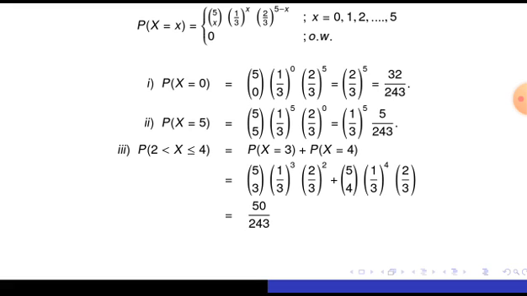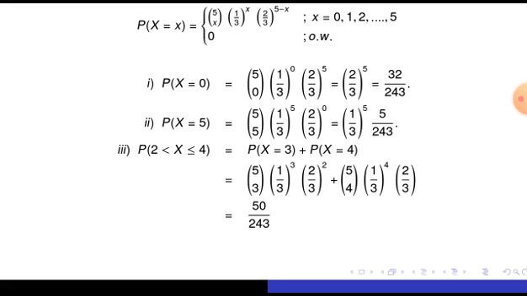So x is equal to 3 or 4, where or means union, and they are mutually exclusive. X can either be 3 or 4. That's why we have taken the addition.